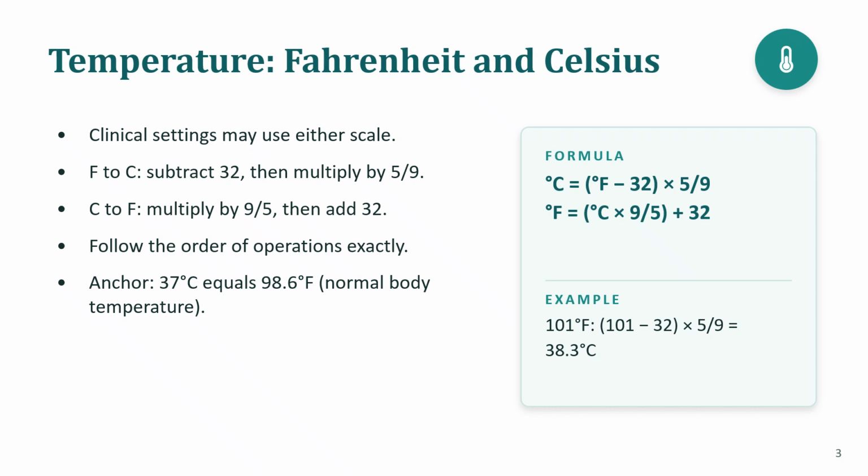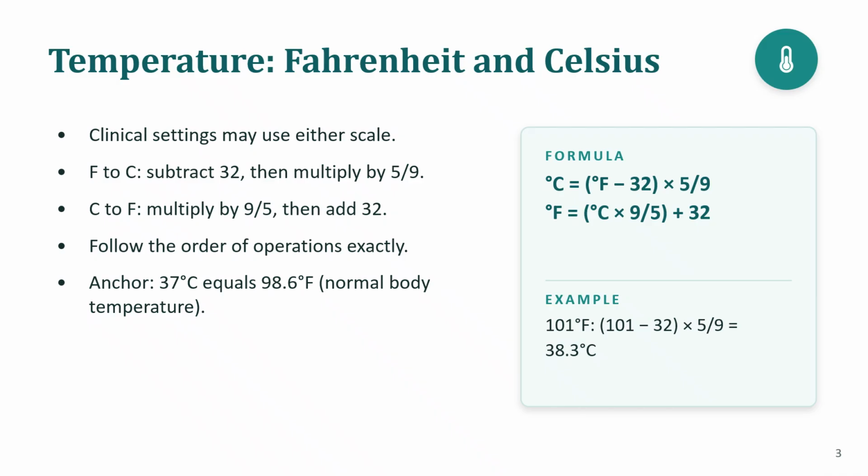Let's work through an example. Say a thermometer reads 101 degrees Fahrenheit. Subtract 32 to get 69, then multiply by 5/9. This will give you about 38.3 degrees Celsius, a mild fever, which makes sense.